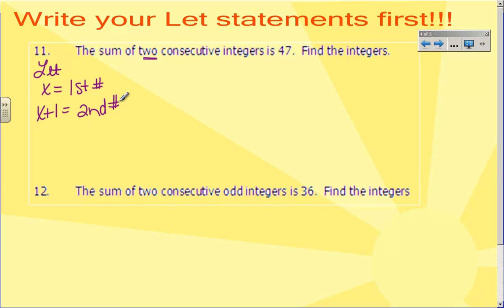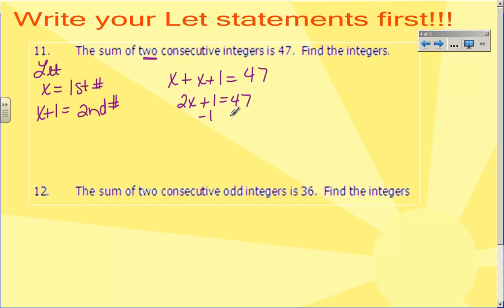So in order to find my two integers, I'm going to read my sentence again. It says the sum. Well, that means I have to add these up. So I have to do the first one, x, plus the second one, x plus 1. And I know that the sum equals 47. Now I have an equation. I can simplify with like terms. x plus x is 2x, plus 1 equals 47, and now I can solve my equation. It will tell me what x equals, which will then help me find x plus 1.